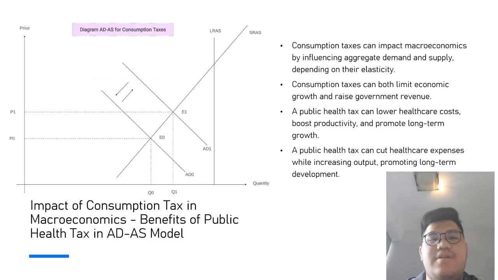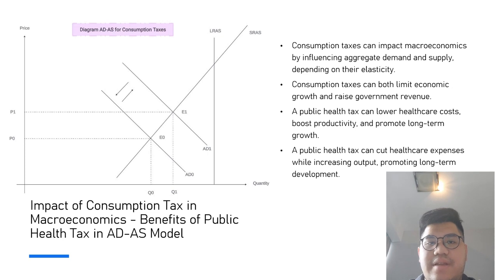Now let's extend our analysis to the macroeconomy. In this aggregate demand and aggregate supply model, we see how consumption taxes impact the economy. When consumption taxes are imposed, they decrease disposable income and consequently consumer spending. They shift the aggregate demand curve leftwards.